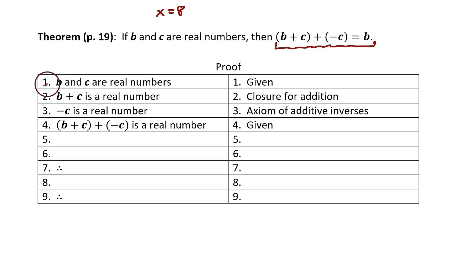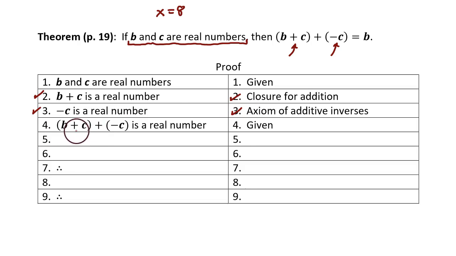Proofs always begin by writing down the given information, the first part of the theorem. Next, take a look at what we're trying to prove. It has a b plus c in it and a negative c in it. We want to ensure that those are real numbers, so we'll make some statements to that effect and provide the justification. The sum of two real numbers is a real number because of the closure axiom. The opposite of a real number is a real number because of the axiom of additive inverses.